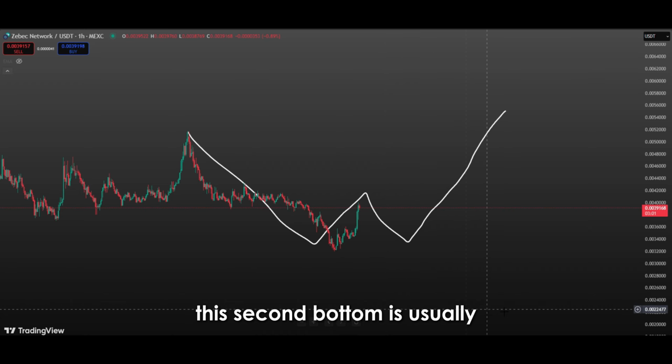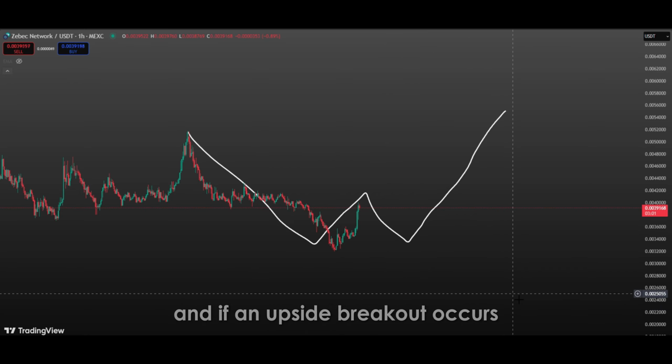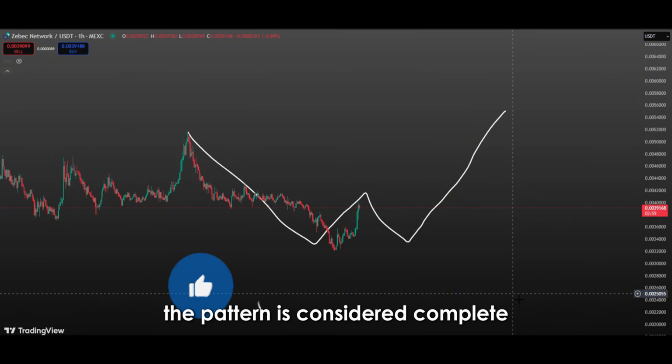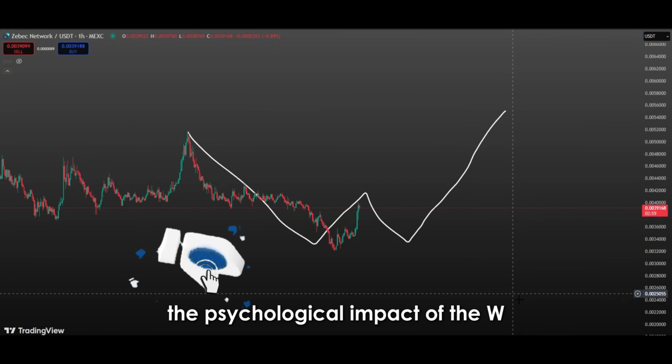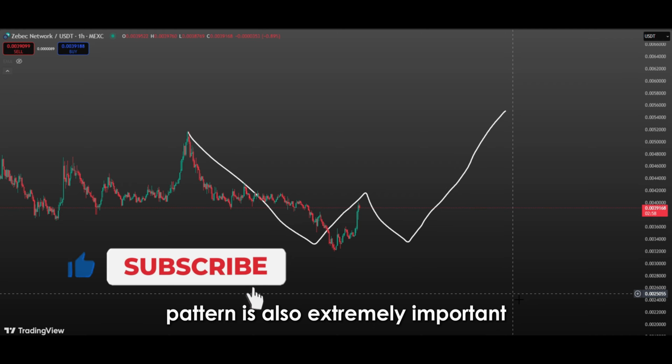This second bottom is usually close to the level of the first bottom, and if an upside breakout occurs with a strong reaction from this level, the pattern is considered complete. The psychological impact of the W pattern is also extremely important.